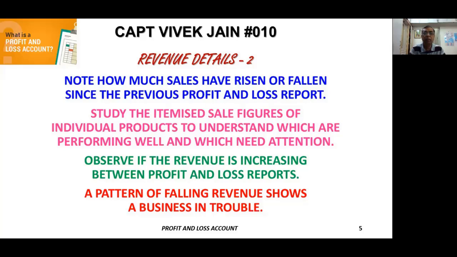You have to note how much sales have risen or fallen since the previous profit and loss report. Study the itemized sales figure of individual products in case the company has got multi-products to understand which ones are performing well and which ones probably need attention. Observe if the revenue is increasing between the profit and loss reports, or is it not increasing? The graph is going up or is it going down? A pattern of falling revenue shows a business is in trouble.